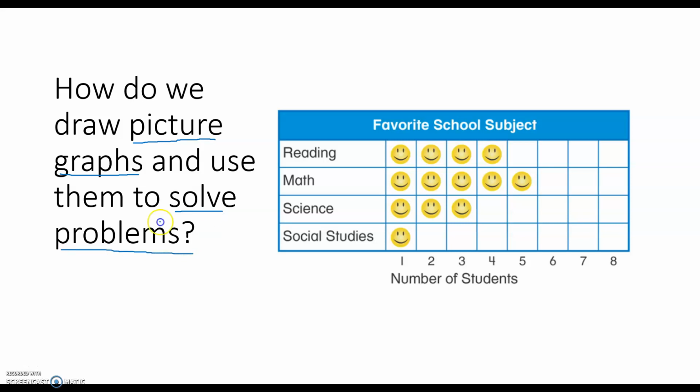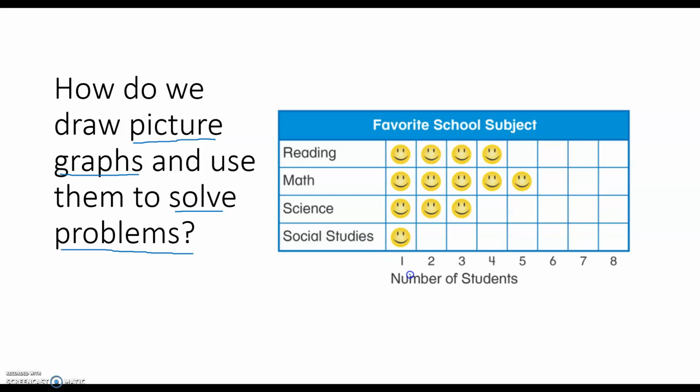Here's an example of a picture graph. It's titled Favorite School Subject. So somebody collected data on students' favorite subjects in school. The 4 subjects they were given were reading, math, science, and social studies. You can see them listed here.